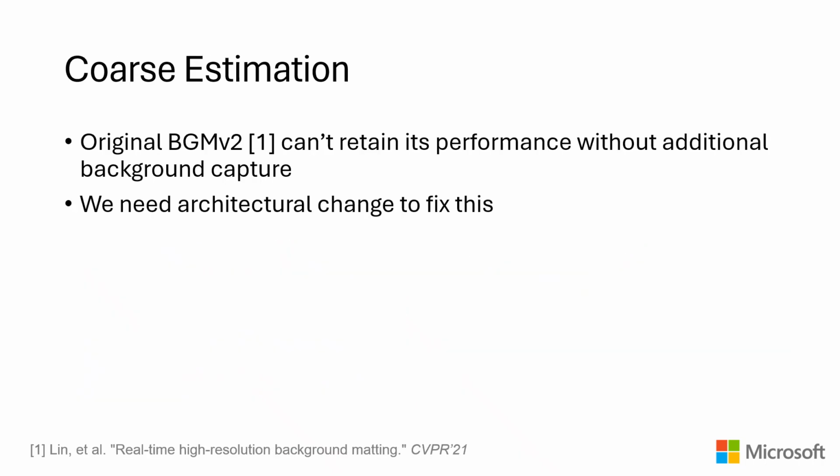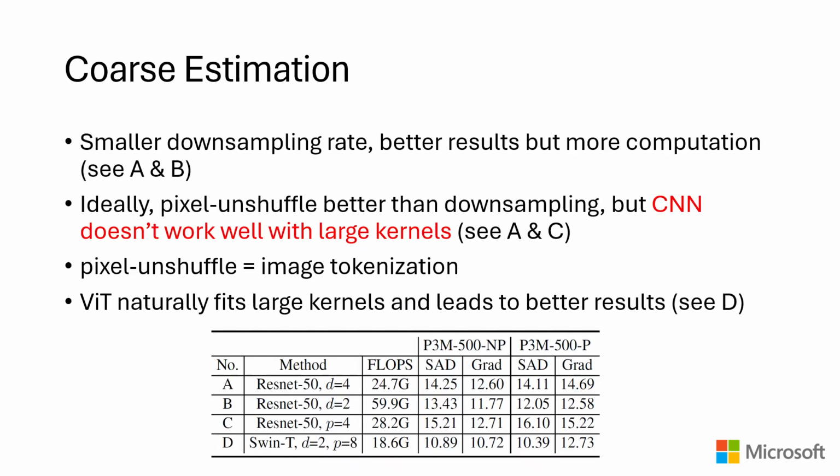The two-stage framework was originally proposed by BGMV2. In their approach, they used an additional background capture without a human subject as their auxiliary input. We found its performance degrades significantly if we remove the auxiliary input, so we make a couple of changes and improvements. In this slide, we explain our design choices for our coarse estimation architecture.